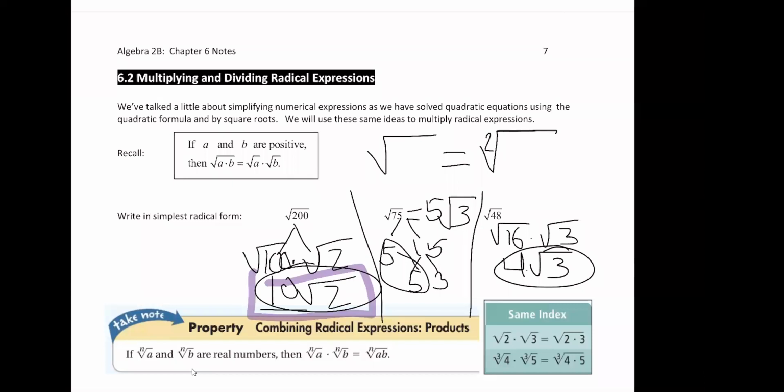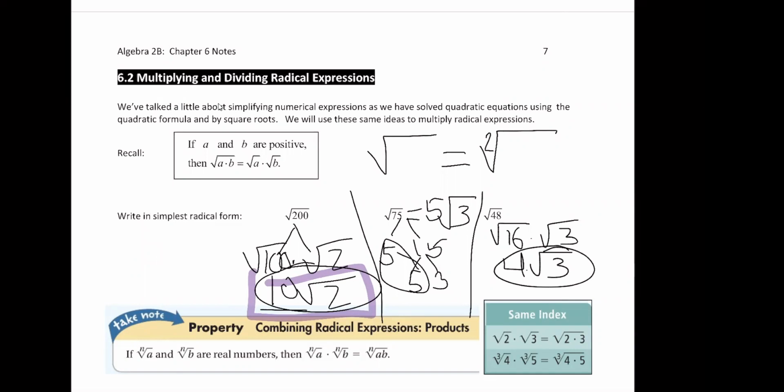And keep in mind, if this was a cube root, the only thing that would be different is you'd be circling groups of 3 instead of groups of 2 if you're doing the factor tree method. If it was a 4th root, you'd be circling groups of 4, not groups of 2 or 3. So your index number basically just tells you how many you're going to circle at a time, if you're doing the factor tree method.